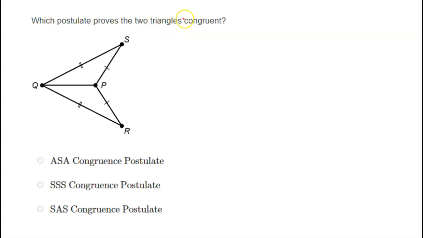Which postulate proves the two triangles are congruent? So let's find what we have here as congruent. Number one, this is a side. Here's a side. Here's another side. Here's another side. We don't have any angles, but we do have a shared side, so that's congruent as well. That tells us that we have side, side, side.